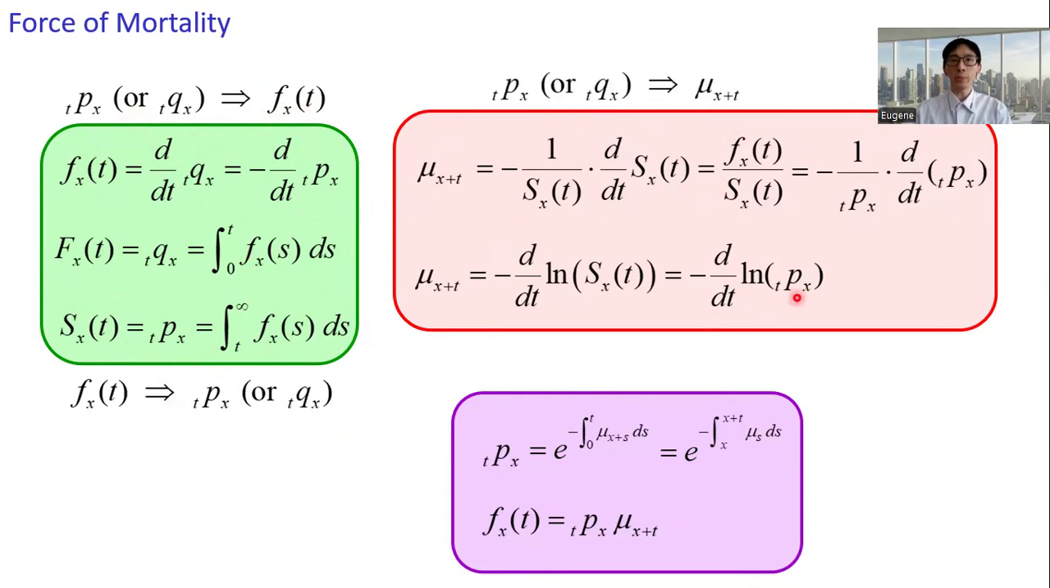And then the set of relationships in the top right corner here. You will use this relationship if you are given tpx or tqx, and then you are asked to find the force of mortality, mu x plus t. And then for the bottom one, you are given the force of mortality, and then somehow you need to get the survival or mortality probabilities. And from that, you can further get the density function. All right, so let's make use of these relationships with a series of examples.